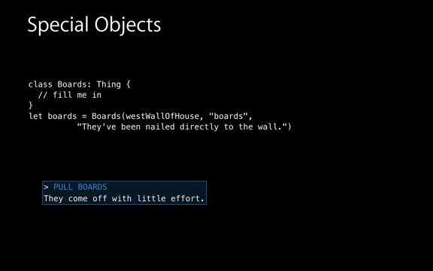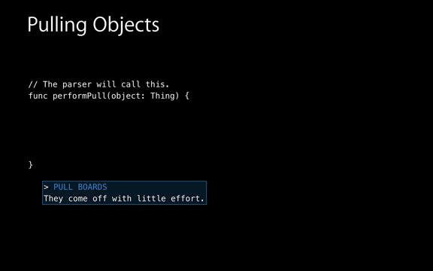Well, how do I actually make it pullable? My game, when the user types in pull boards, is going to hand that string off to the parser, which will break it down and find out the verb pull and look around for an object called boards. Let's take over from that part. We're going to implement a function that takes in a resolved object and implements the pull command on it. Well, how do we want that to work at a high level? If the object is pullable, we want to pull it, and otherwise we're going to print out some sort of error message saying, hey, look, you can't pull this thing.